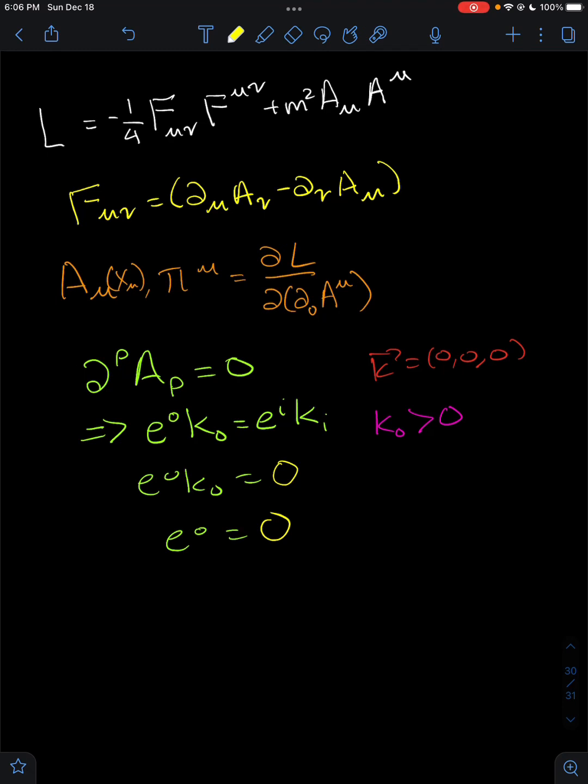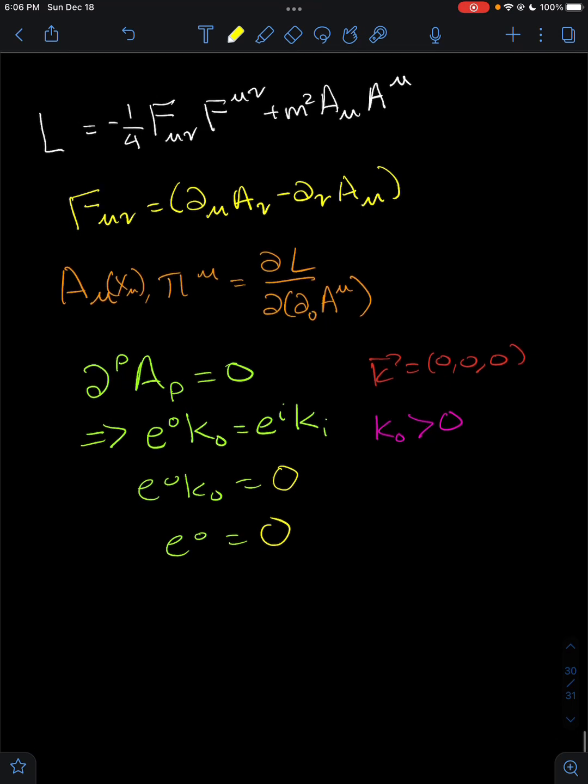In today's video, we'll be quantizing gauge fields. So we learned about two main gauge fields. There are massive gauge fields and there are massless gauge fields. Let's start our discussion with massive gauge fields. Massive gauge fields have a Lagrangian with a mass term.